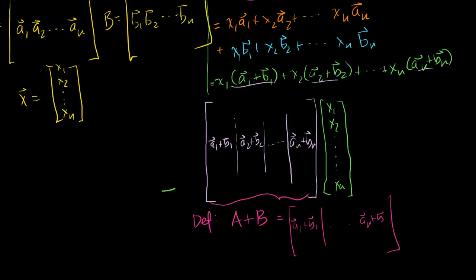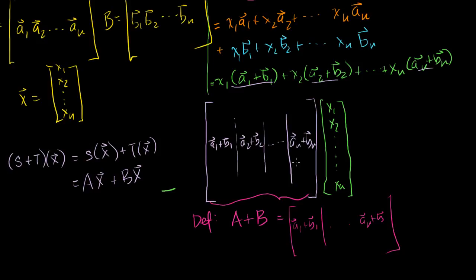Because now we can say that the sum of two transformations, S plus T of x, which is equal to S of x plus T of x, which we know is equal to A times x plus B times x, we can now say is equal to some new matrix, which we can now call A plus B, times x, right? I just showed this. This part is from the definition of our transformations and the sum of our transformations that I defined earlier in this video.